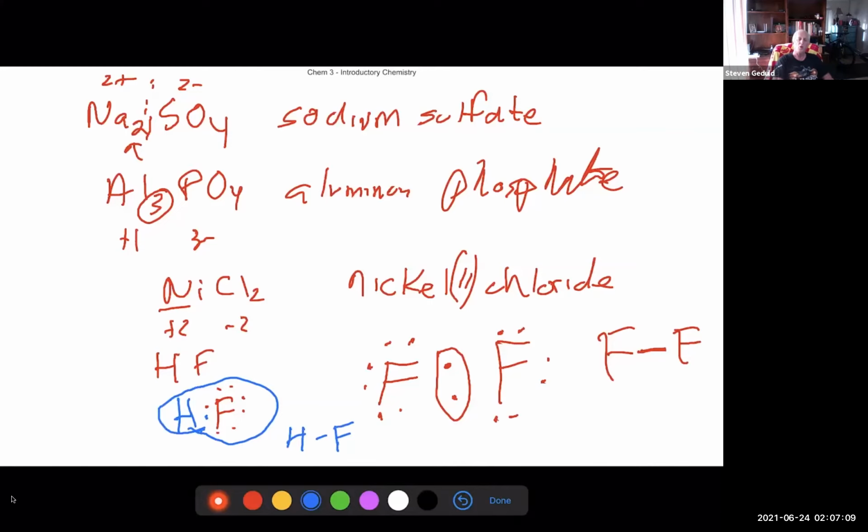Okay, those are covalent compounds. They're sharing a bond between them. And we can draw what are called Lewis structures for these compounds. Let's draw the Lewis structure for water, H2O.